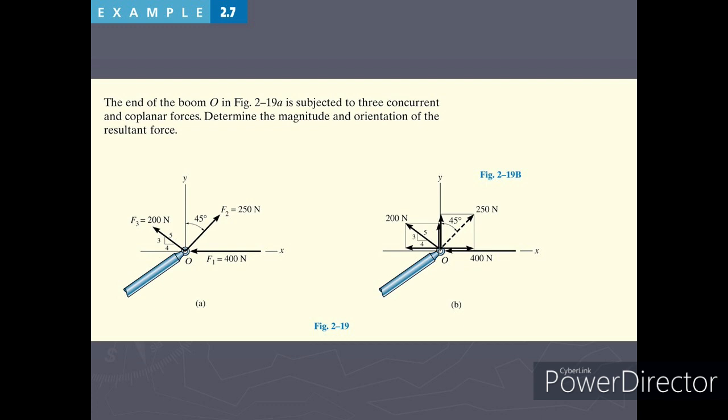Okay? So now, as we did before, F1 will have only a horizontal component. So when expressing it in Cartesian vector form, it will just be what? Minus 400i. Simple. Because it will have no vertical component.